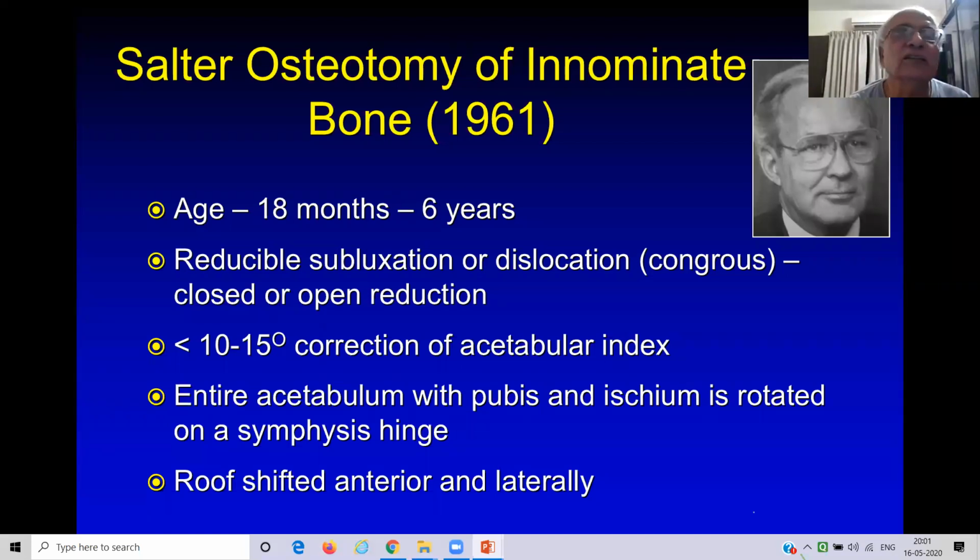So what is this osteotomy? This should not be done under the age of 18 months. It has to be 18 months to 6 years, and after 6, you can't do it. We will come to that. Why?